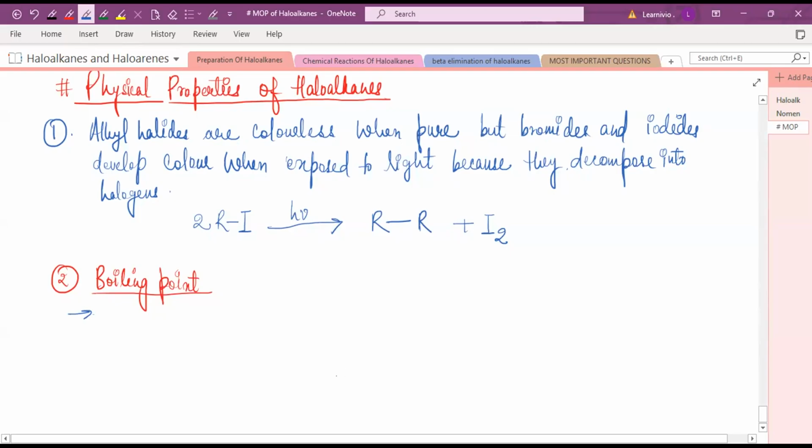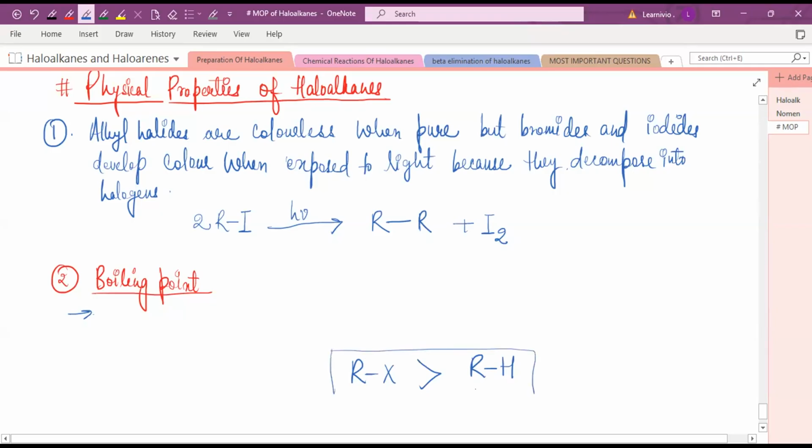Suppose the parent hydrocarbon is RH, and the corresponding haloalkane made from this parent hydrocarbon is RX. Always remember that the boiling point of this haloalkane, RX, is always greater than that of its parent hydrocarbon chain.